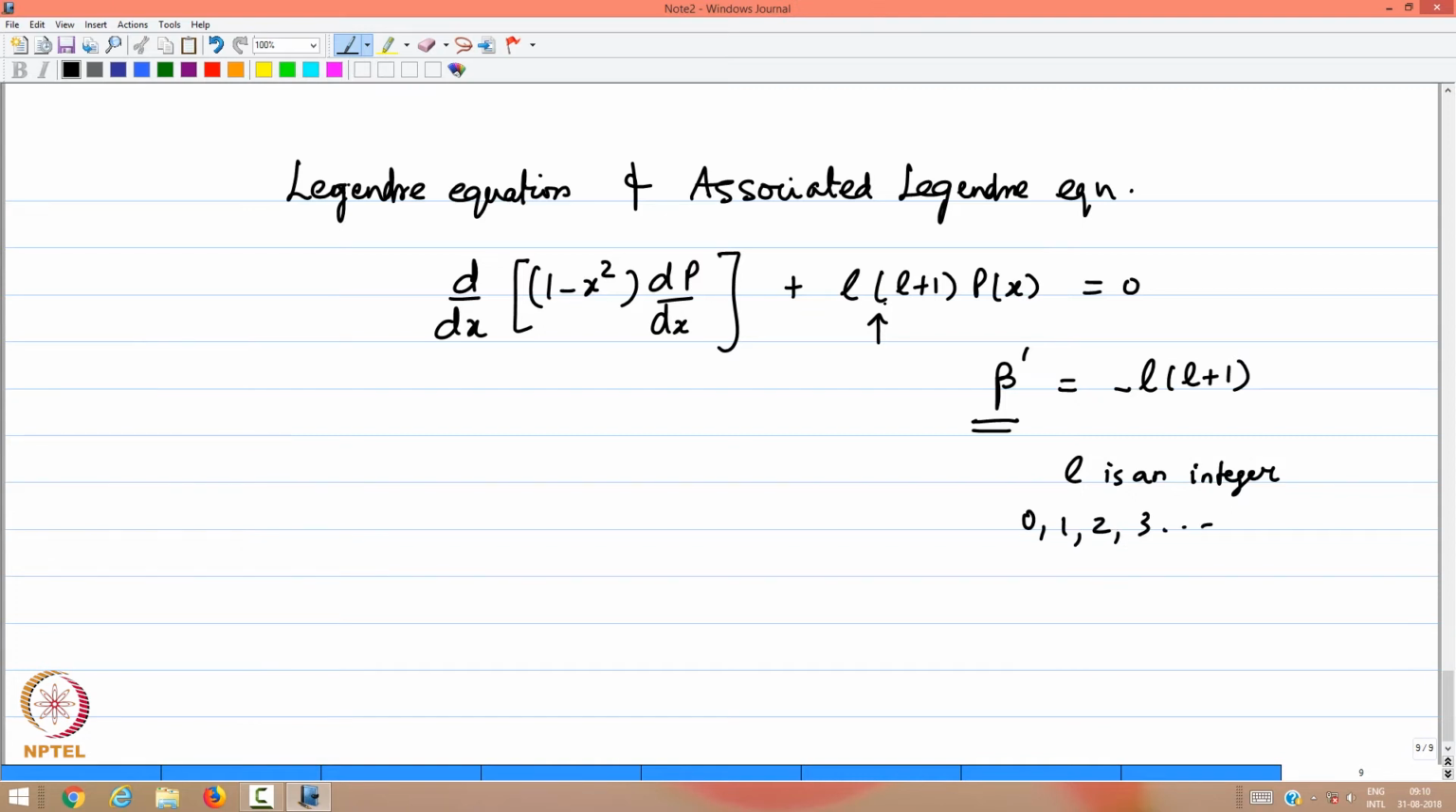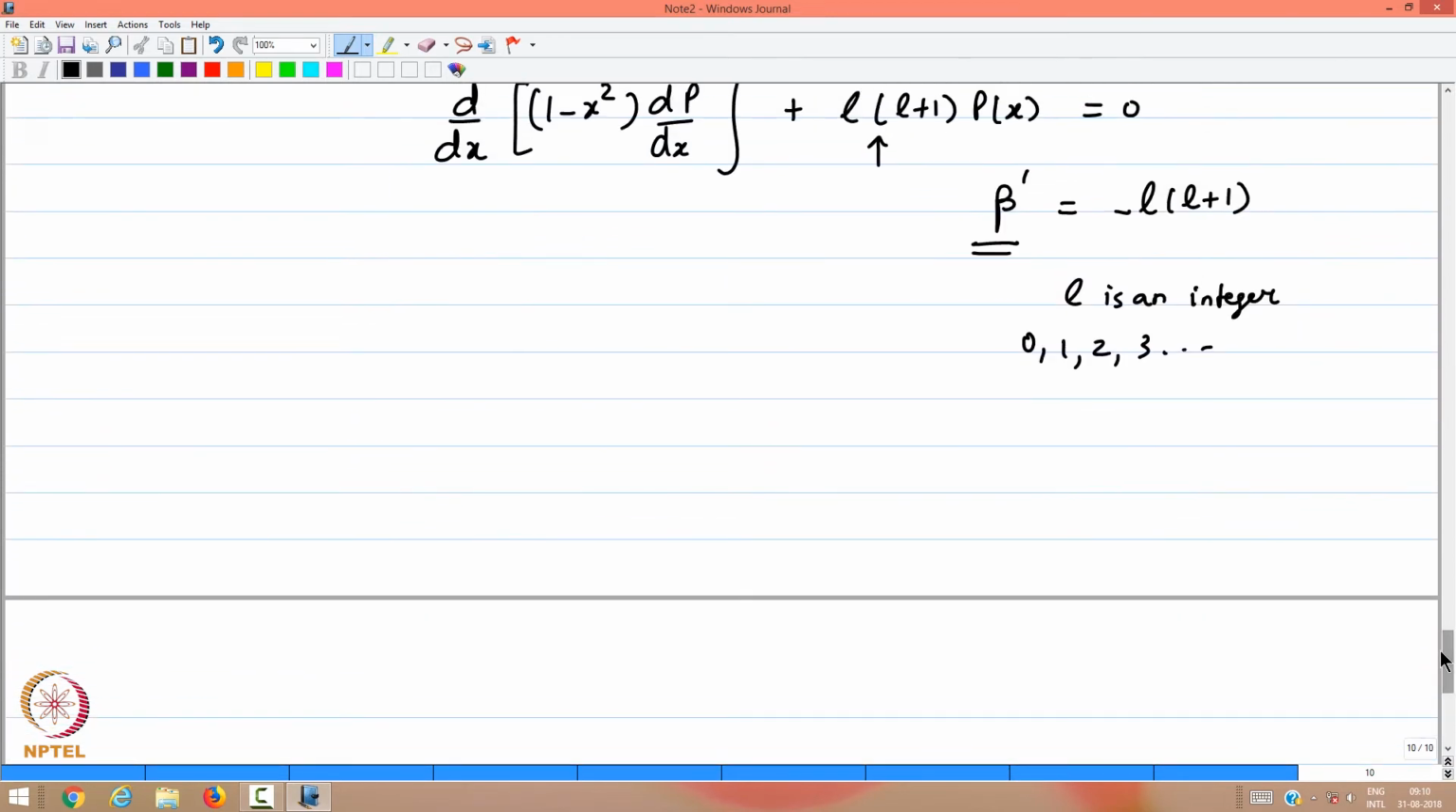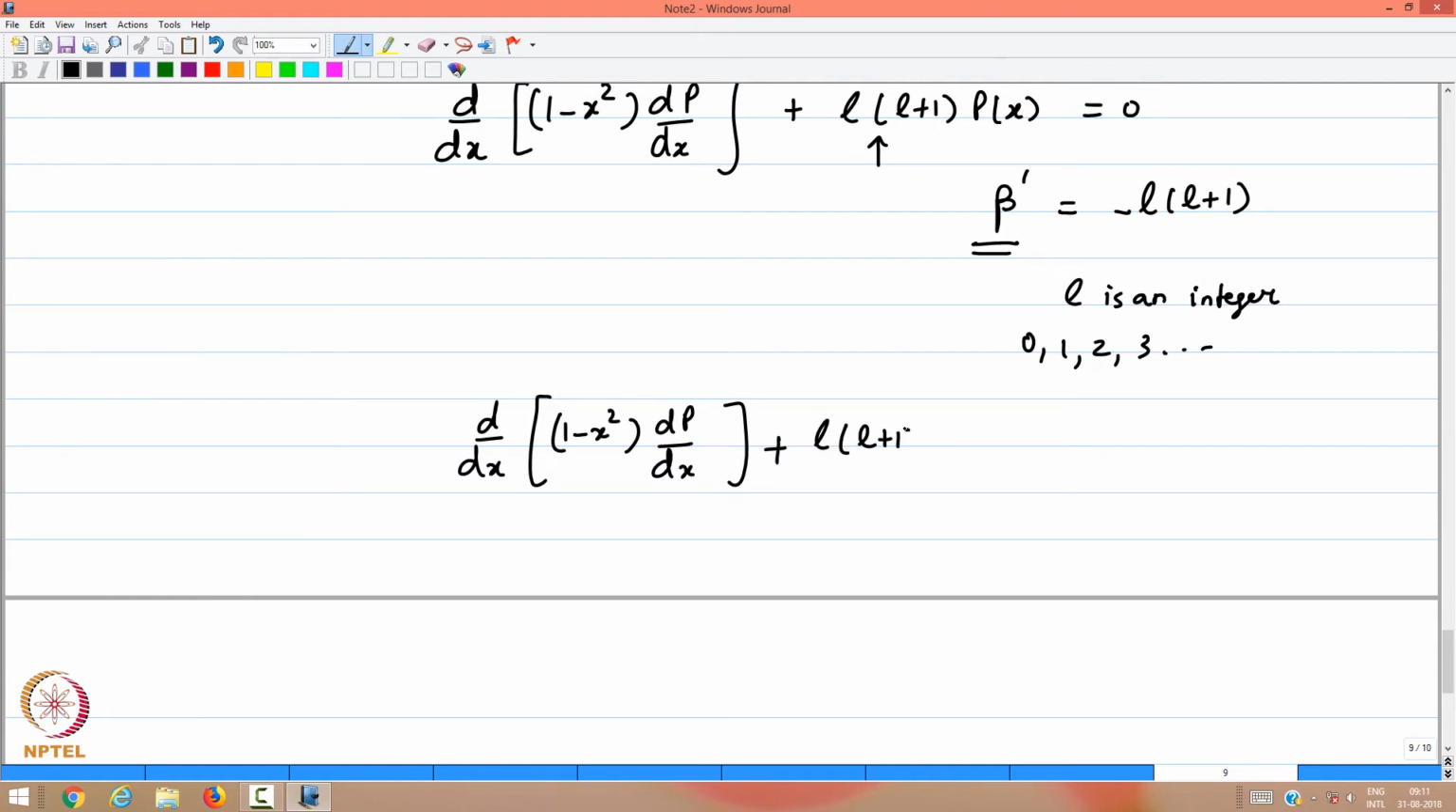And the corresponding solutions for different values of L are known as the Legendre polynomials, and the associated Legendre equation is the one in which the m square is also included, namely d by dx into 1 minus x square dp by dx minus or plus L into L plus 1 minus m square by 1 minus x square p of x is equal to 0.